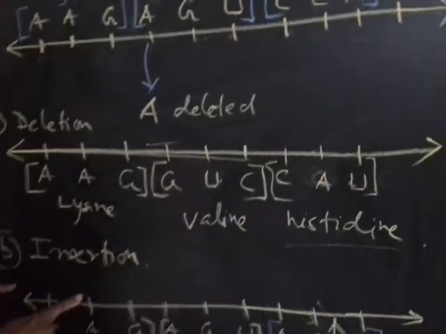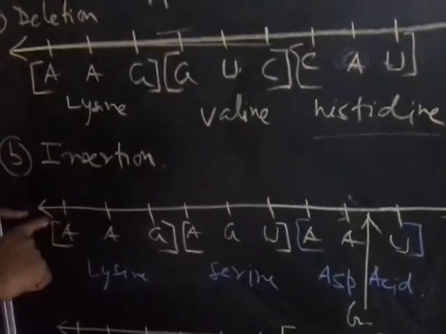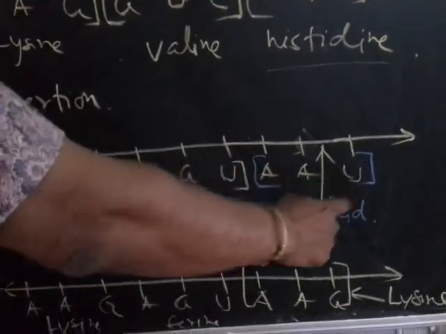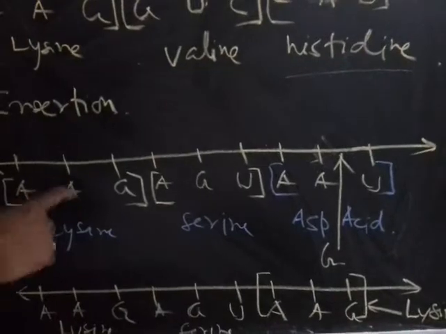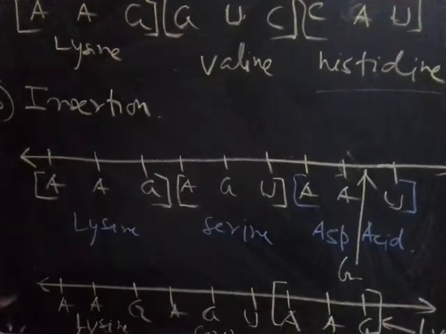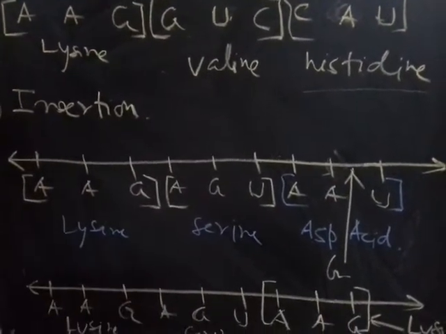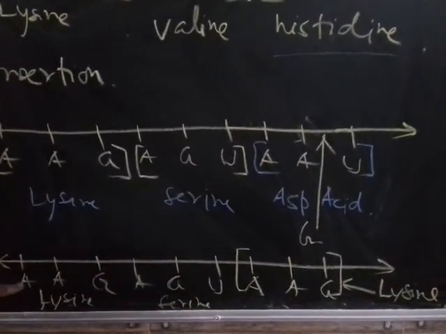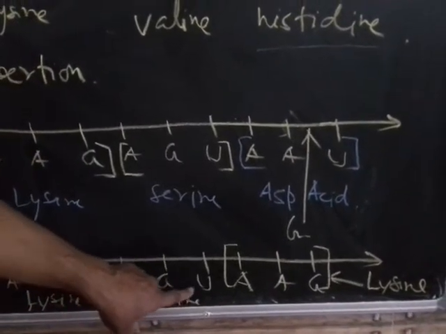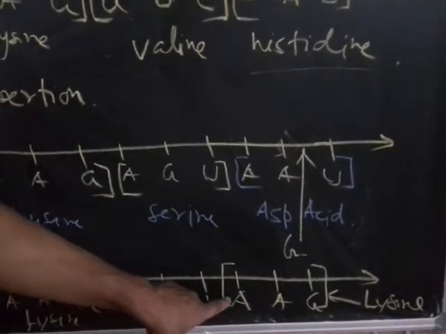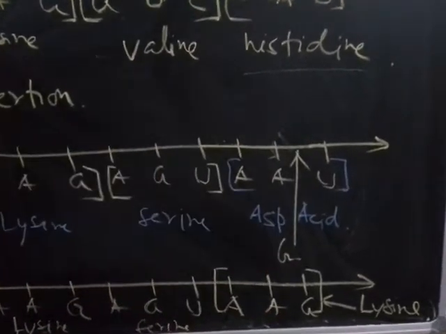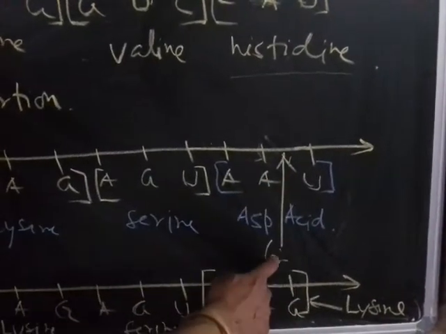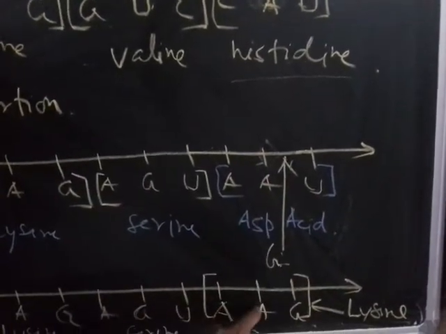The same thing can happen in insertion. We take that same sequence, suppose AAG, which is lysine, AGU is serine, AAU is, suppose, aspartic acid. Now suppose one particular base is added here. So the addition is taking place at a particular point. Say AAG, AGU is the serine, then AAU is aspartic acid, and one G has come and joined in this particular place. So instead of AAU, it becomes AAG.